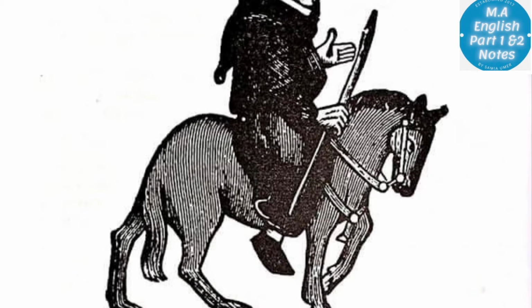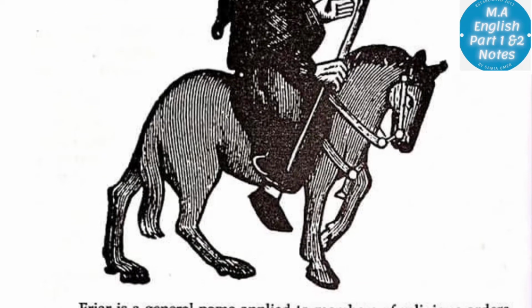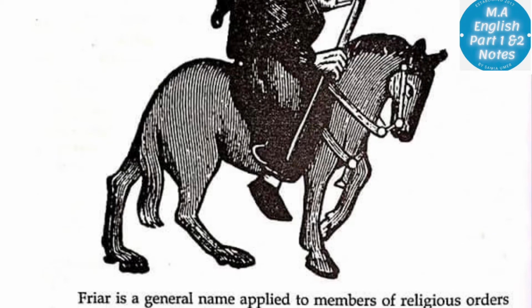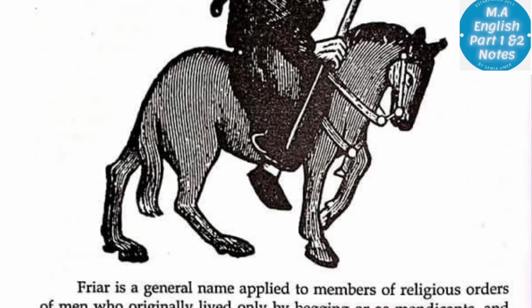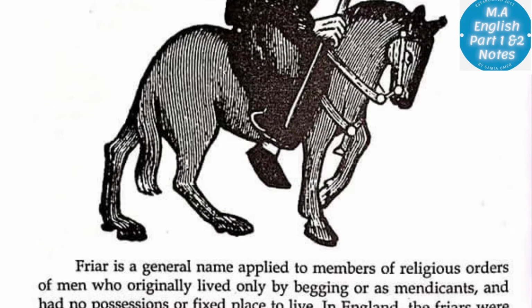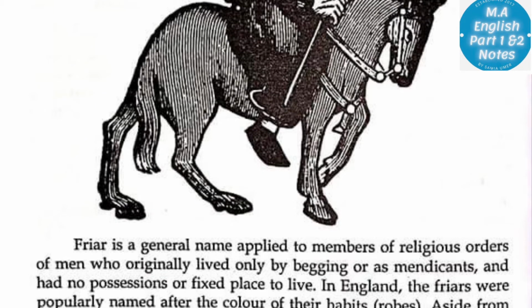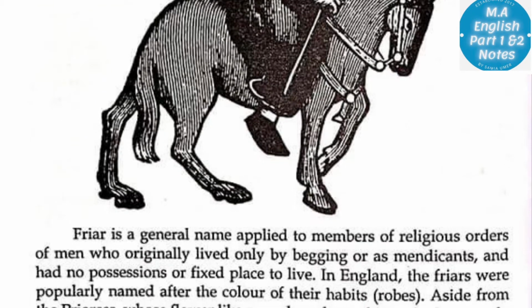The Friar is a general name applied to members of religious orders of men who originally lived only by begging, as mendicants, and had no possessions or fixed place to live. In England, the friars were popularly named after the color of their habits or robes. Aside from the prioress, whose flower-like name seems to have been chosen for her merely because it seemed appropriate.